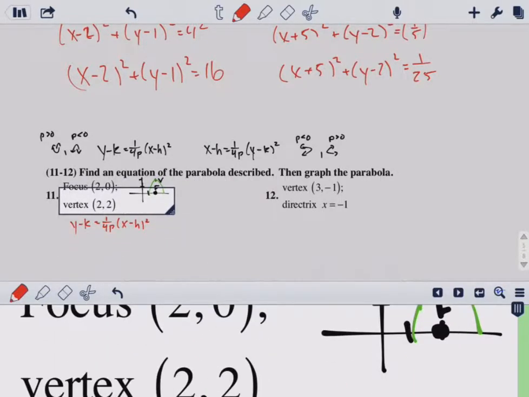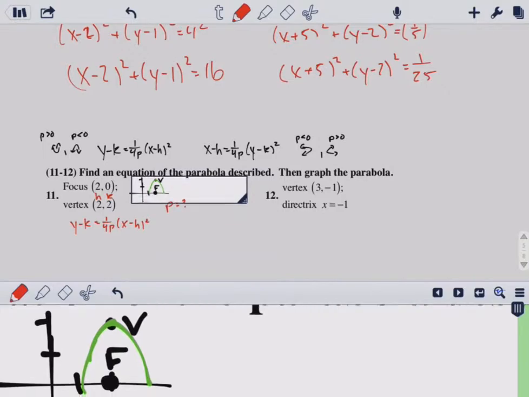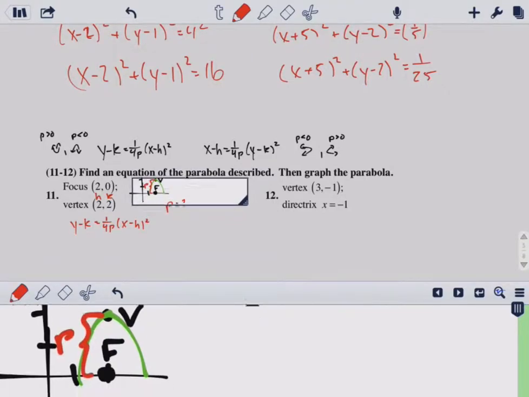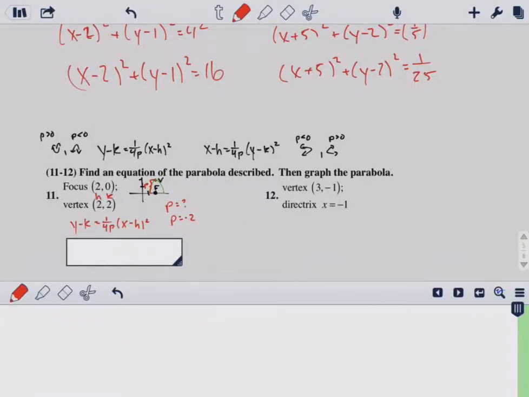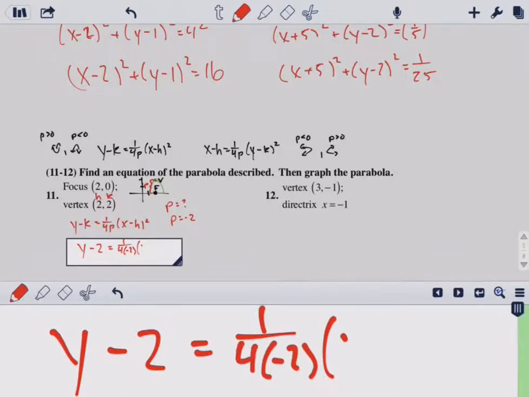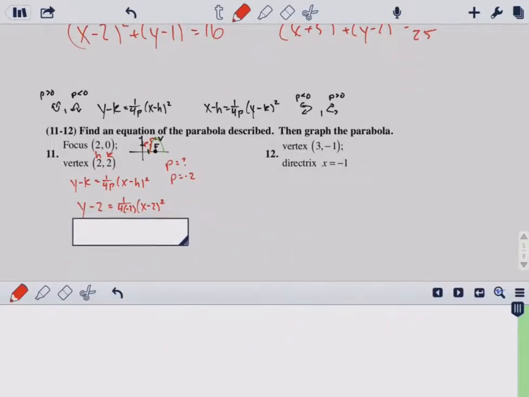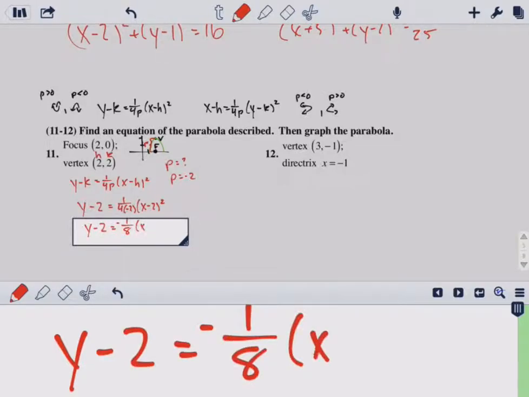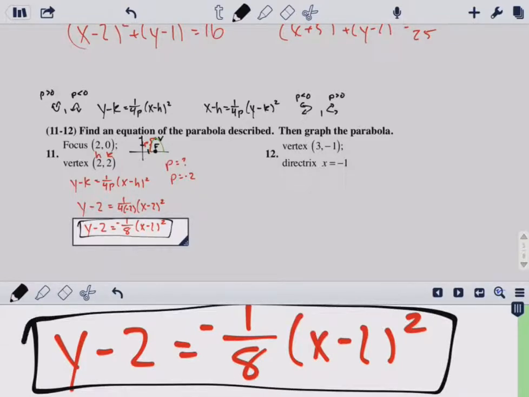So I have h, k. I need p. What's p? P is the distance from here to here. That's p. So p is equal to negative 2. So we plug that in. Y minus 2 is equal to 1 over 4 times negative 2 times x minus 2 squared, and simplify. Y minus 2 is equal to negative 1/8 times x minus 2 squared. Done. That's all you have to do for it. Don't have to do anything else. So that is our answer.